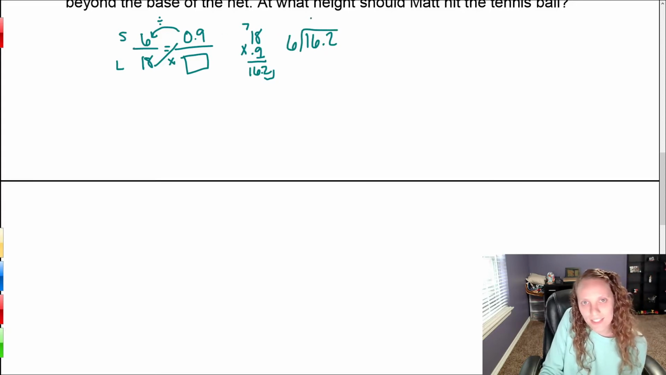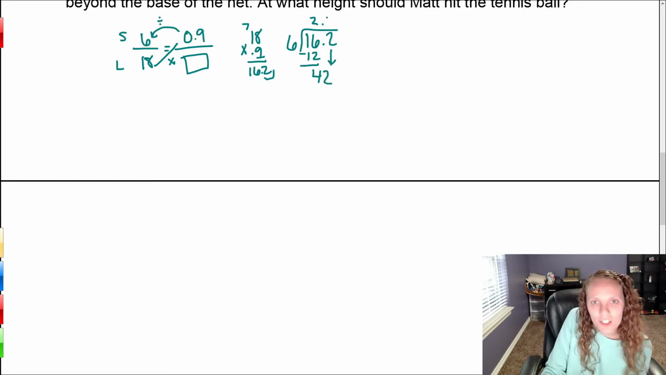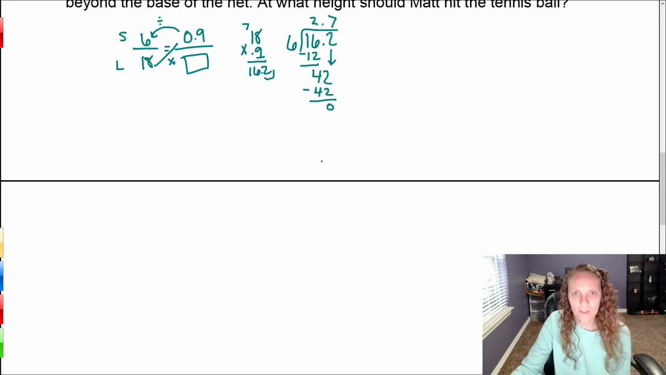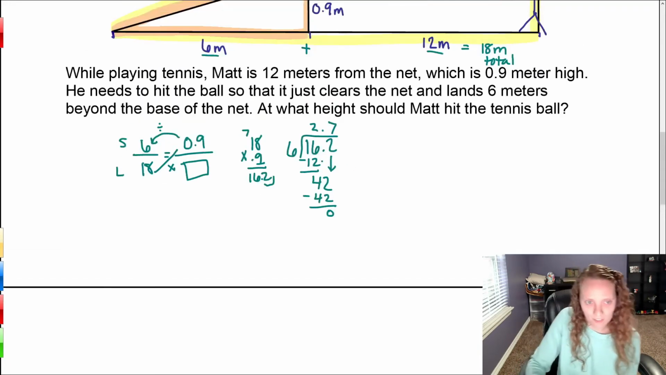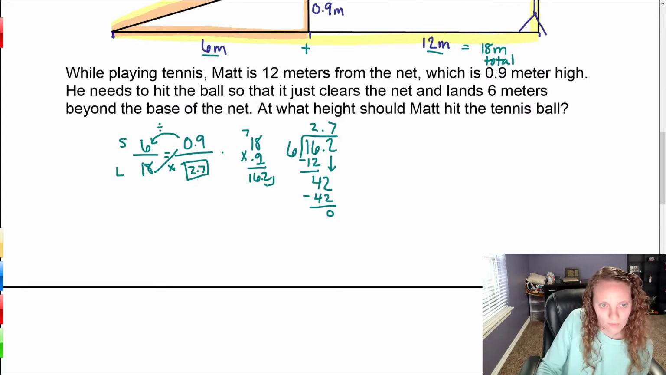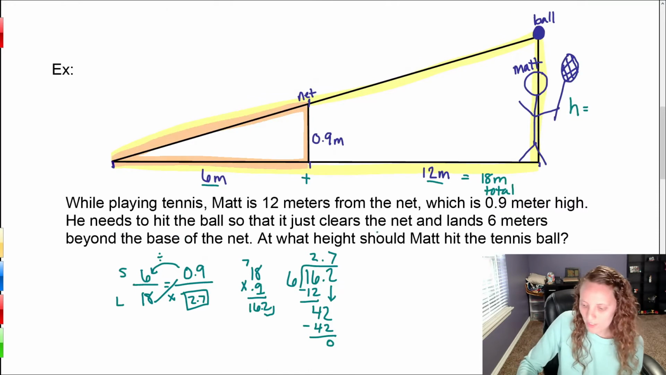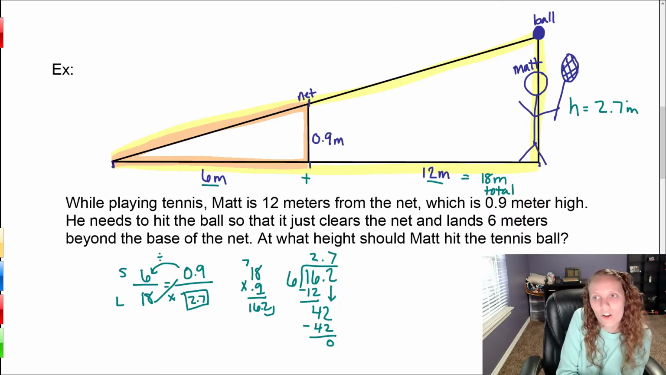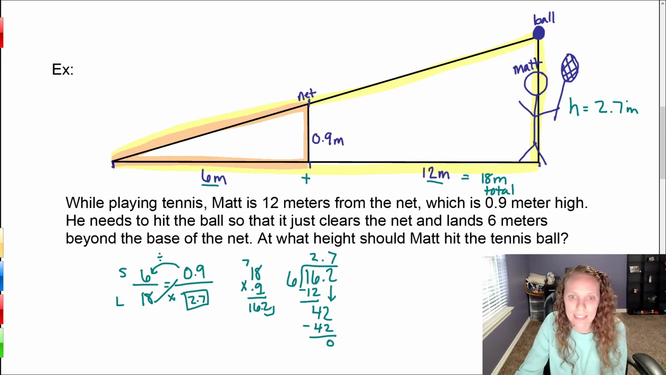6 goes into 16 twice. 6 times 2 is 12. Bring that decimal up and bring down the 2. 6 goes into 42 7 times. So I'm getting 2.7. So that represents the height of the ball. 2.7 meters high is ultimately how tall the ball should be when Matt is hitting it.